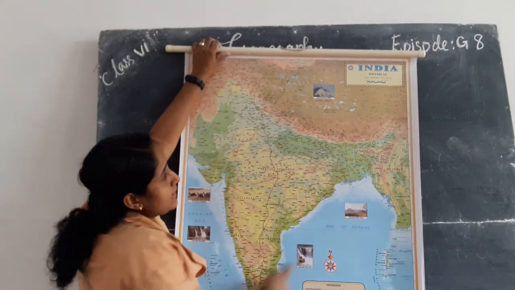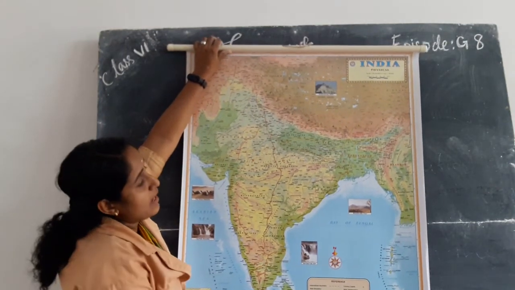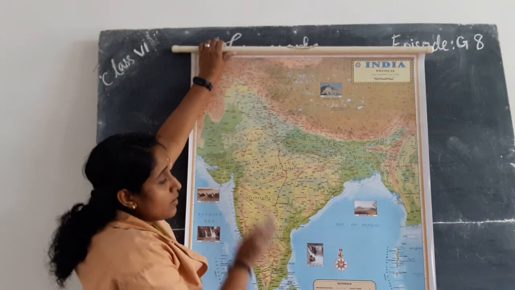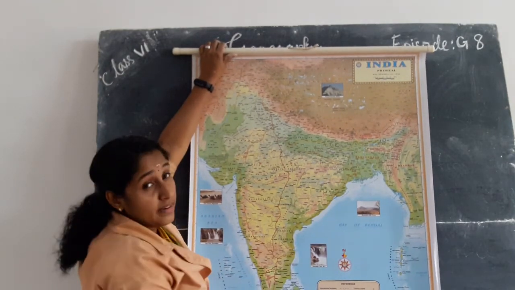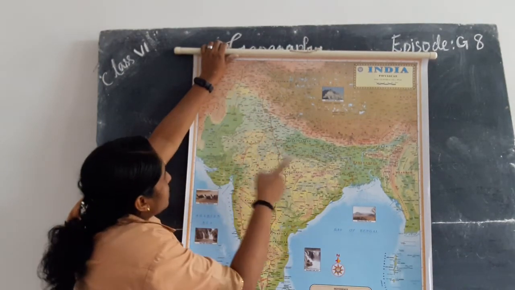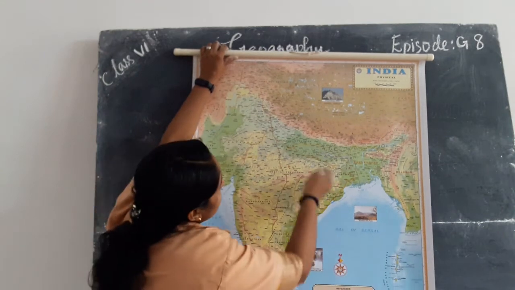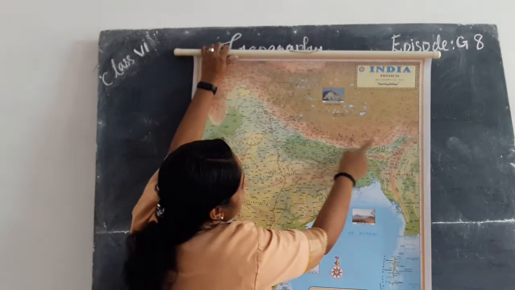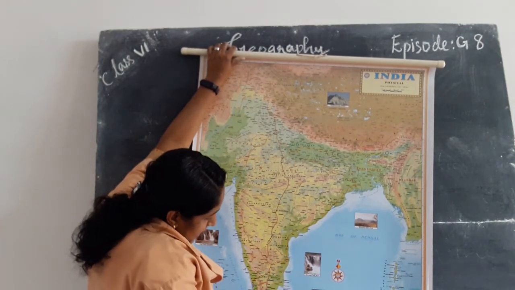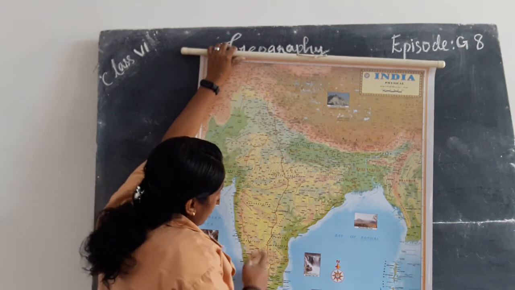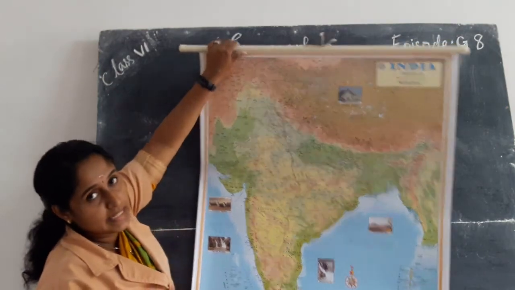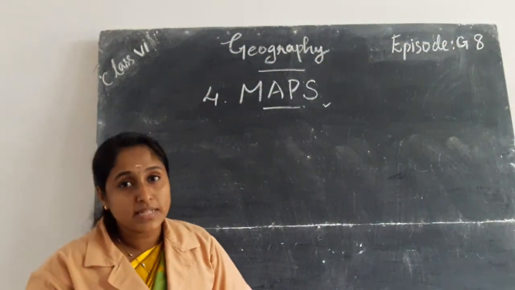So this is the example of a political map. It shows the country or states and their capitals and the boundaries. We can see these are the boundaries. The neighboring countries of India are Pakistan, Nepal, Tibet, Bangladesh, Myanmar and Sri Lanka. We can see the boundaries and roads, and all the details in this map. That is called a political map.